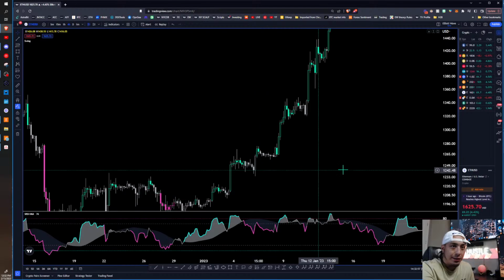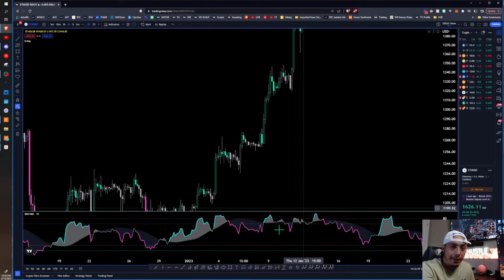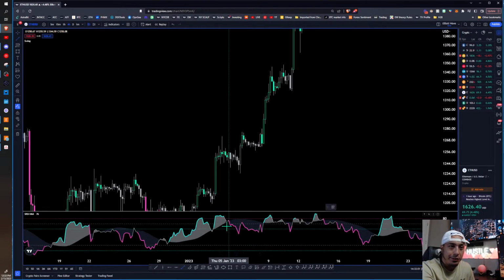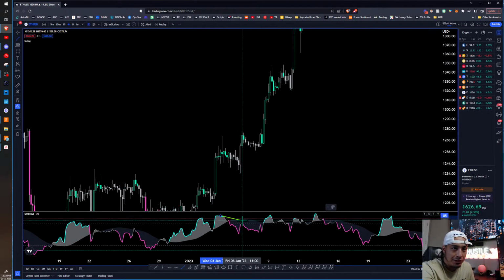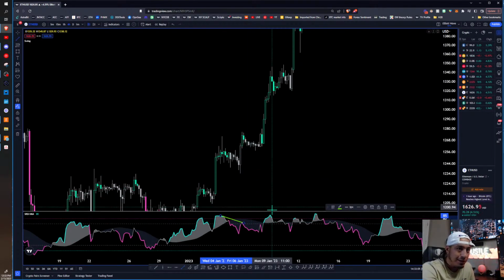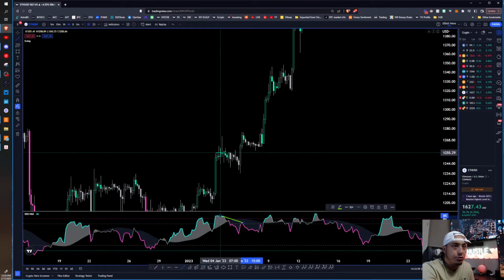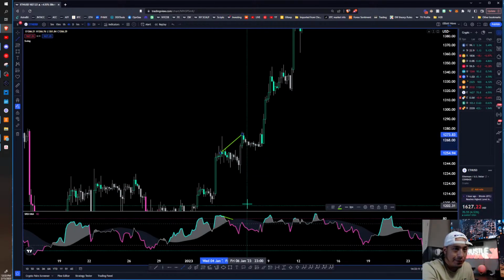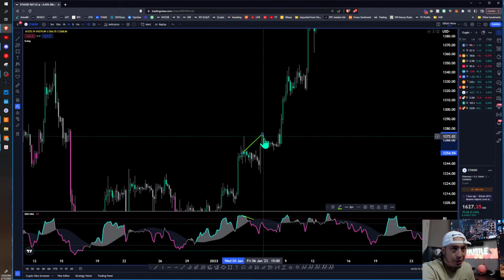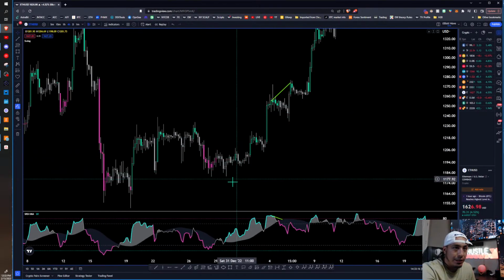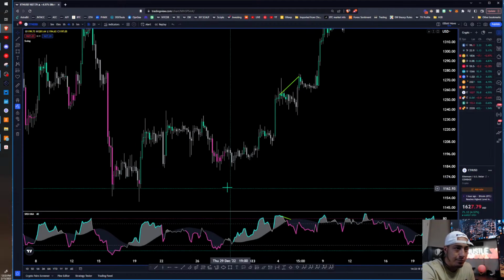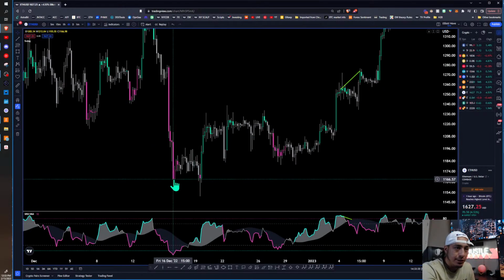Here's one that failed, but we'll talk about how we could understand when our divergence is likely to fail or not when we see them. So we got this, negative to negative, which is usually a really strong signal. But there's ways you can figure out if it's going to fail or not. Let's find another good positive one. Here's another good positive one.